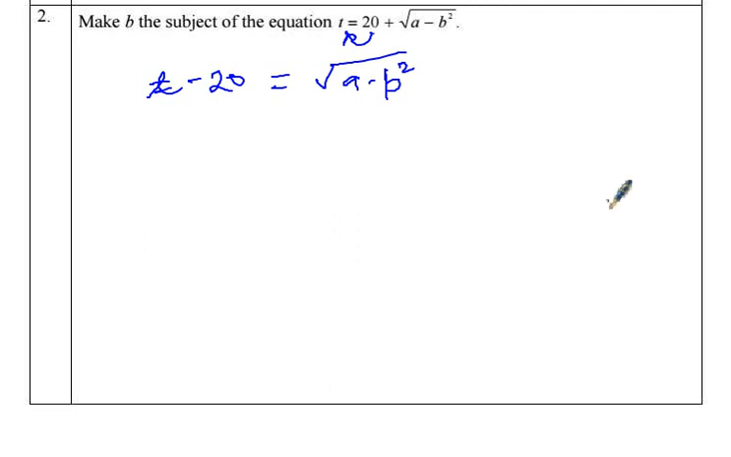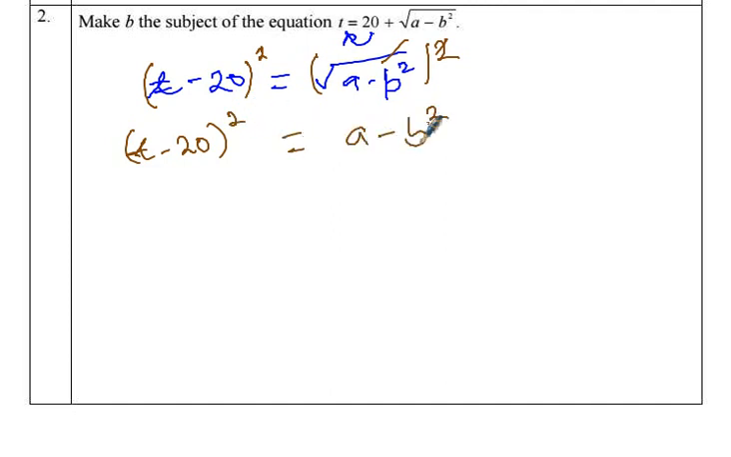What should I do next? I have my b under the square root sign, and I need now to remove the square root sign, and that can be done if I square both sides of the equation. What I do on the left hand side is what I do on the right hand side, and when I square, this will put away the square root. So I will write t minus 20 squared is equal to a minus b squared.